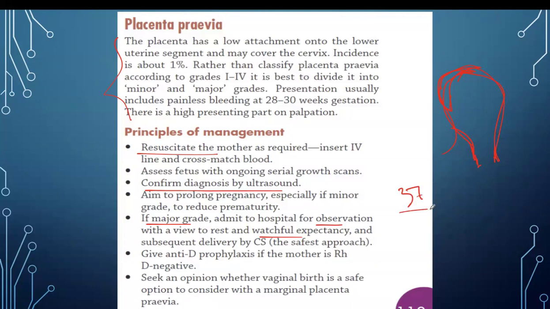So even for major grade, if the bleeding is not very heavy and both mother and baby are stable, you will try to prolong the pregnancy up to term and then go for an elective C-section. But if the bleeding is really heavy, or the mother or baby is unstable, then you just go for a C-section in this patient. Okay? So C-section is the safest approach for placenta previa, especially the major grade.